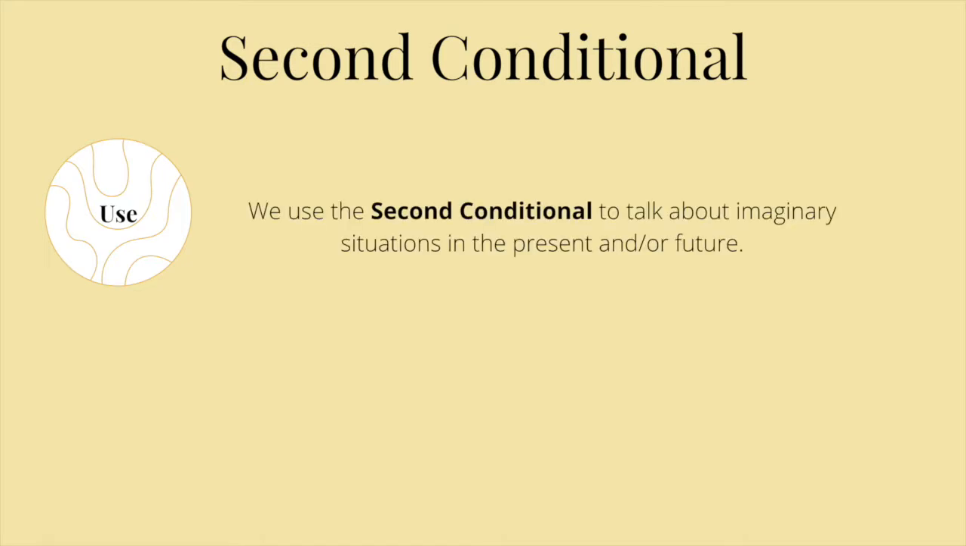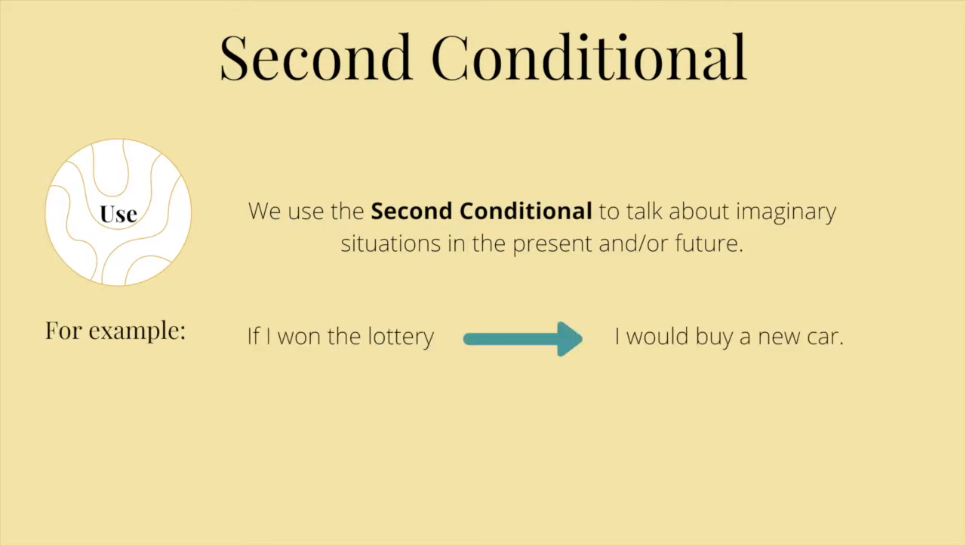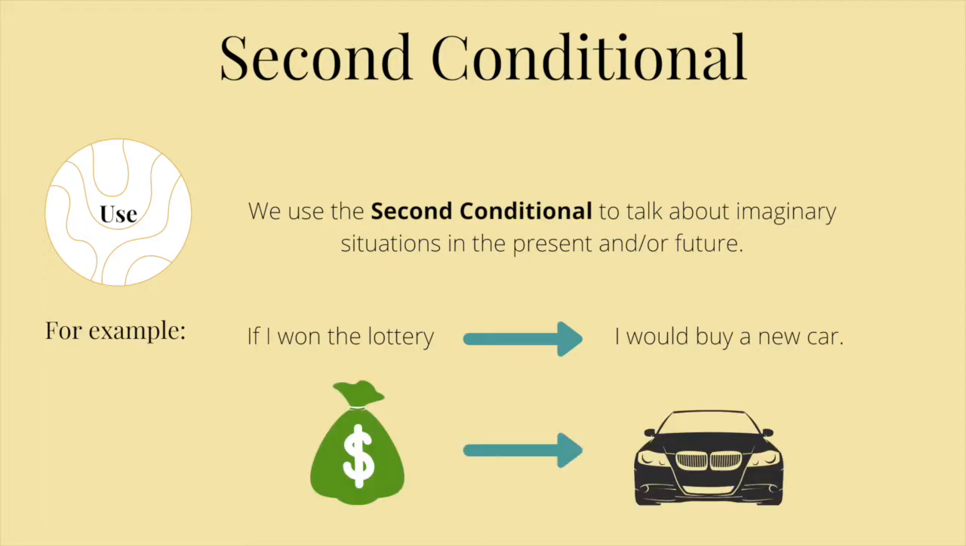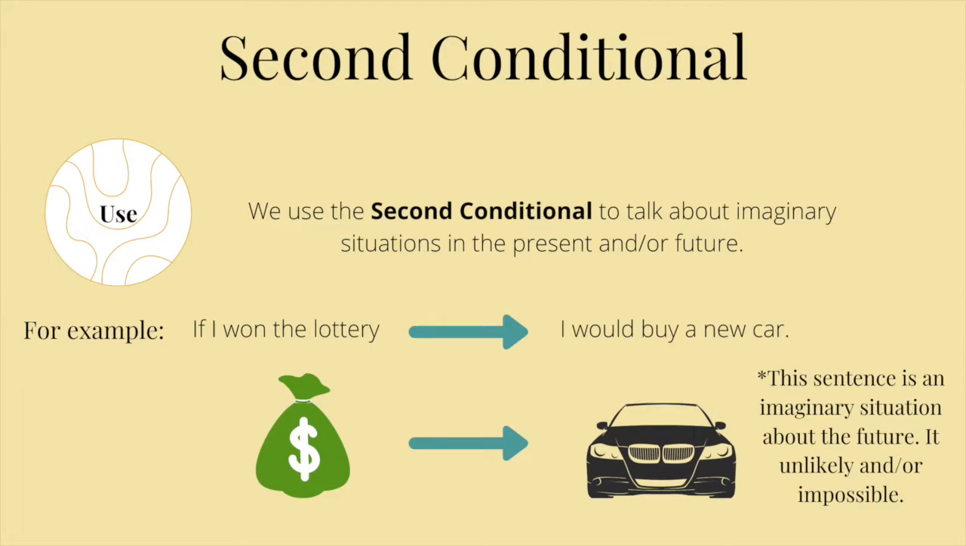We use a second conditional to talk about imaginary situations in the present and/or future. For example, if I won the lottery, I would buy a new car. This is an imaginary situation because winning the lottery is quite rare. And I would buy a new car is talking about the result of the imaginary situation. This sentence is an imaginary situation about the future. It is unlikely and/or impossible.